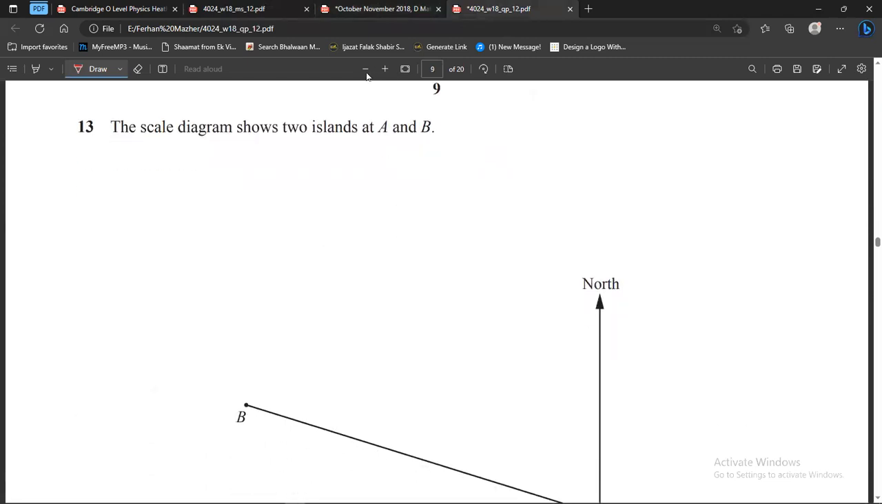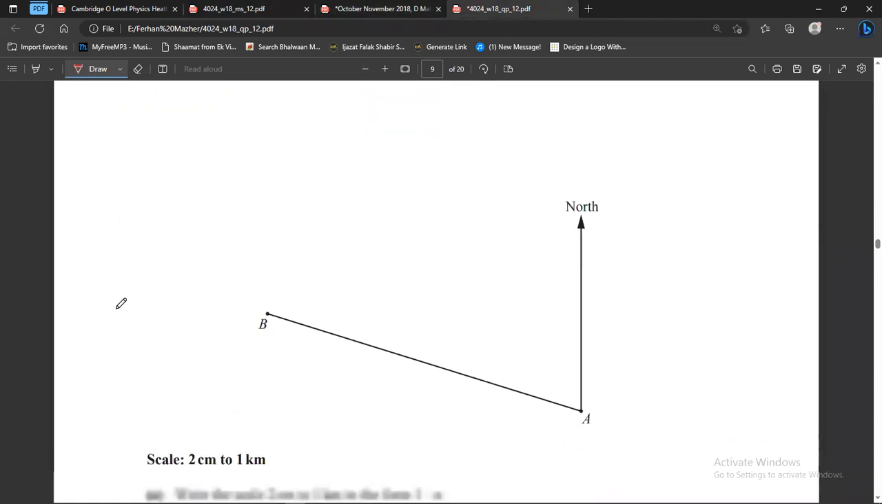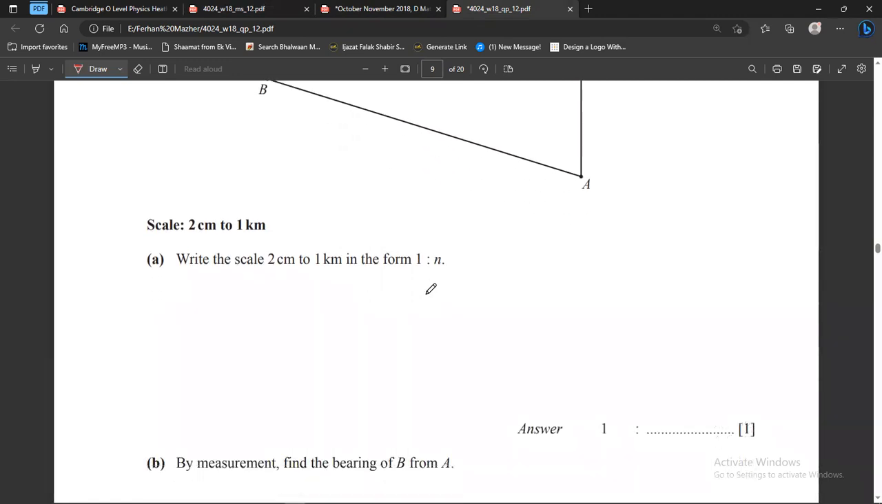Okay, so here we go. We have question number 13. The scale drawing shows 2 islands at A and B. The scale is 2 centimeters to 1 kilometer. Write the scale 2 centimeters to 1 kilometer in the form of 1:n.